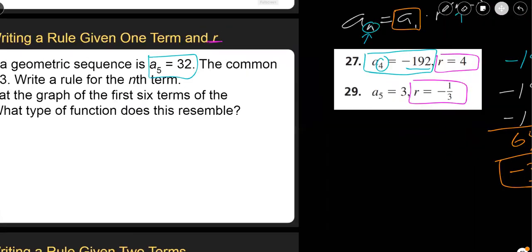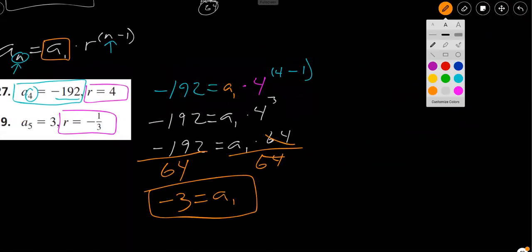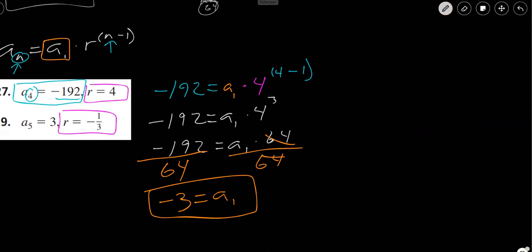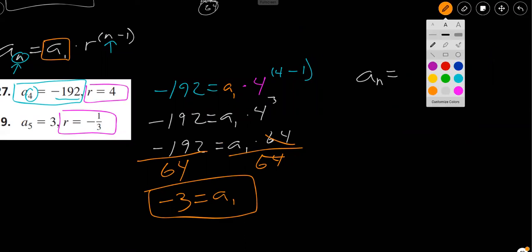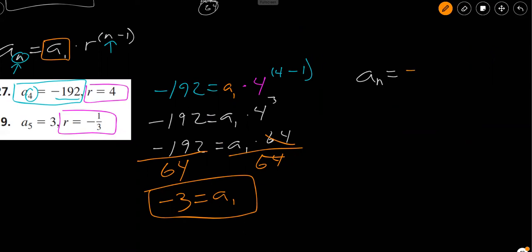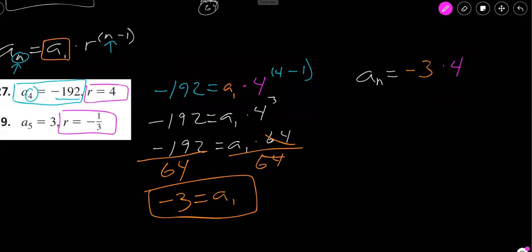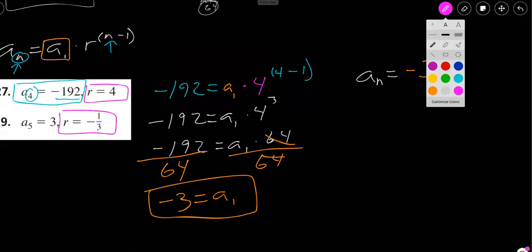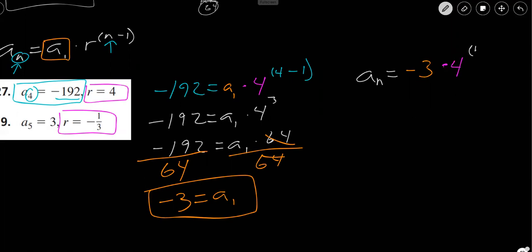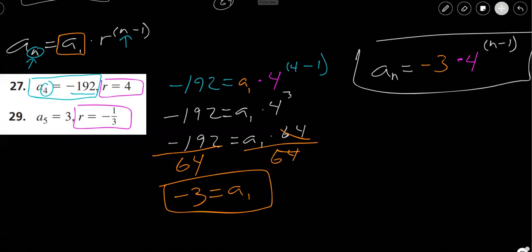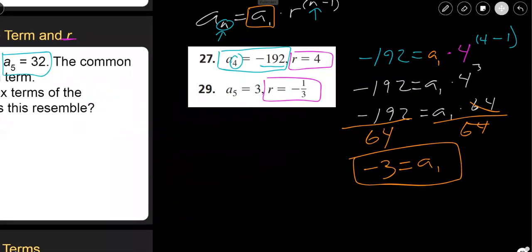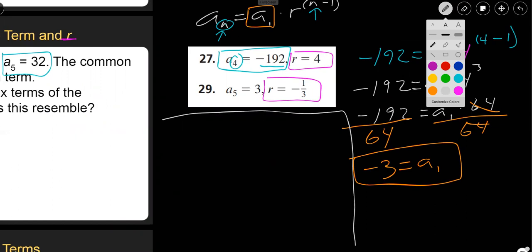From there, I can build the rule. So the rule on this one is going to just be a_n, the value at any position I want, we call it n, is going to be the value at the first position times my ratio, which is 4, to the n minus 1 power. There's my rule. So they come together really quick once you get the hang of it. Let's do this bottom one really quick.